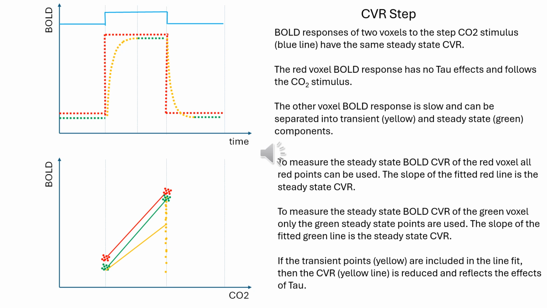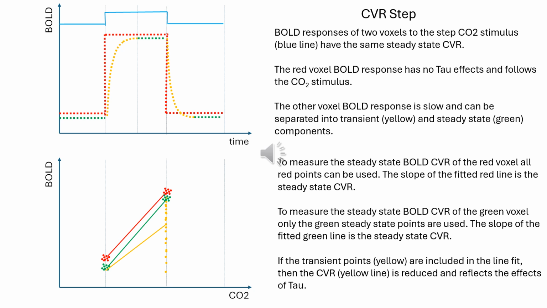The first example uses a step or square wave CO2 stimulus. Two voxels have responses with the same steady state CVR, but different time constants. The red voxel BOLD response has no tau effects and follows the CO2 stimulus closely. The green voxel BOLD response is slow. It has a high tau, and can be separated into transient, the yellow dots, and steady state, the green dots, components.